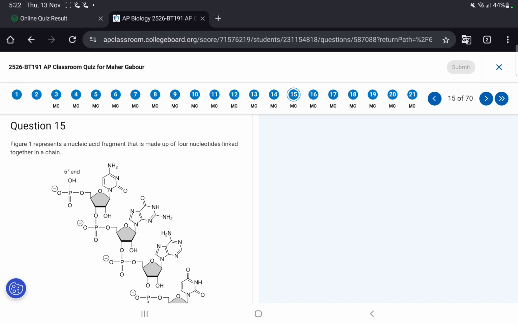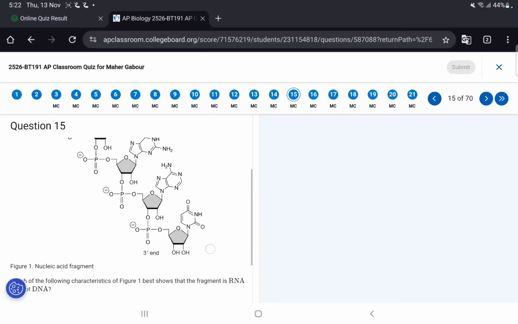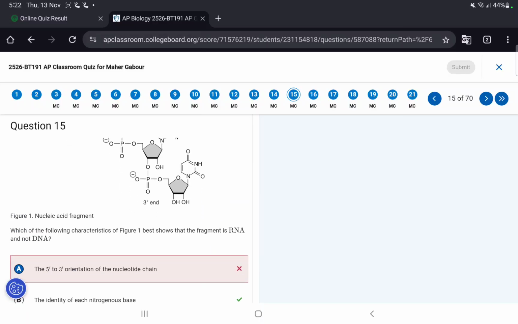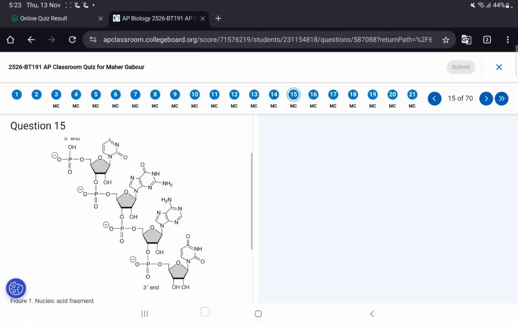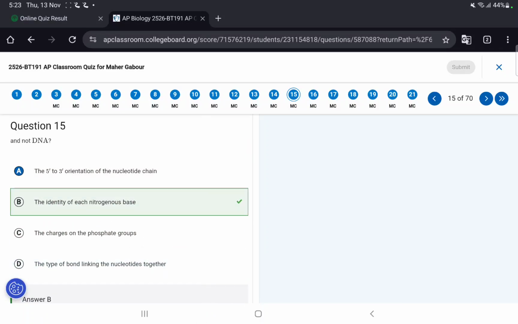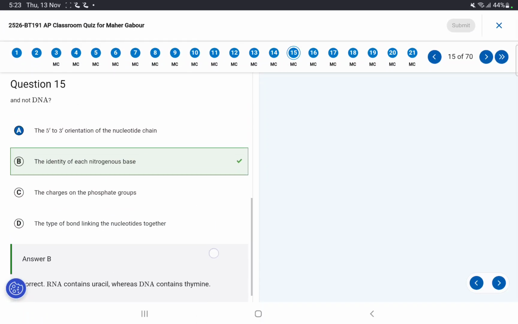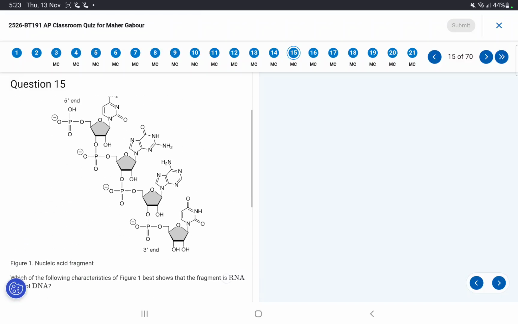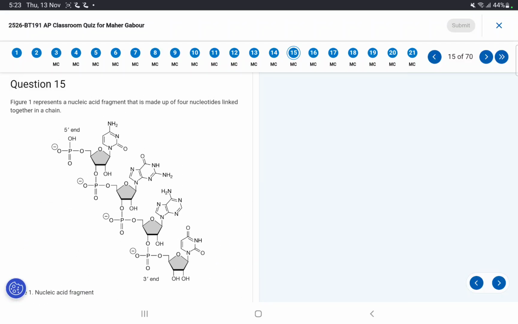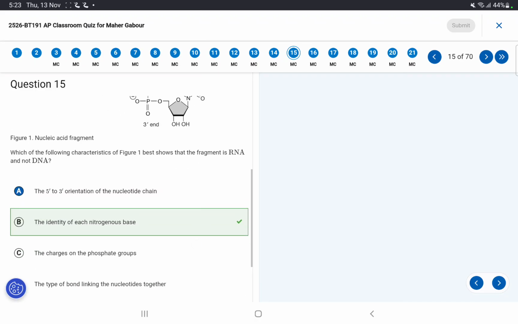Figure 1 represents a nucleic acid fragment that is made up of 4 nucleotides linked together. Which of the following characteristics of figure 1 best shows that the fragment is RNA and not DNA? Okay, so it's the identity of each nitrogenous base. Now, obviously, you can't tell which one is uracil, which one is thymine, which one is guanine, which one is cytosine. But just look at the options.